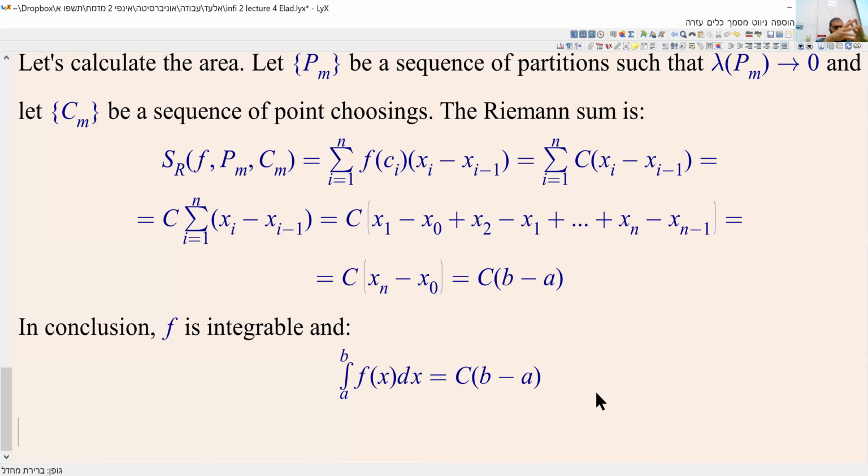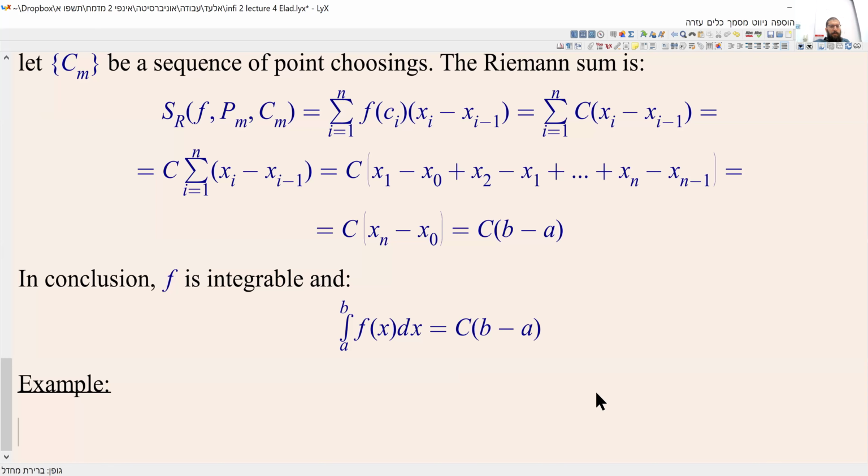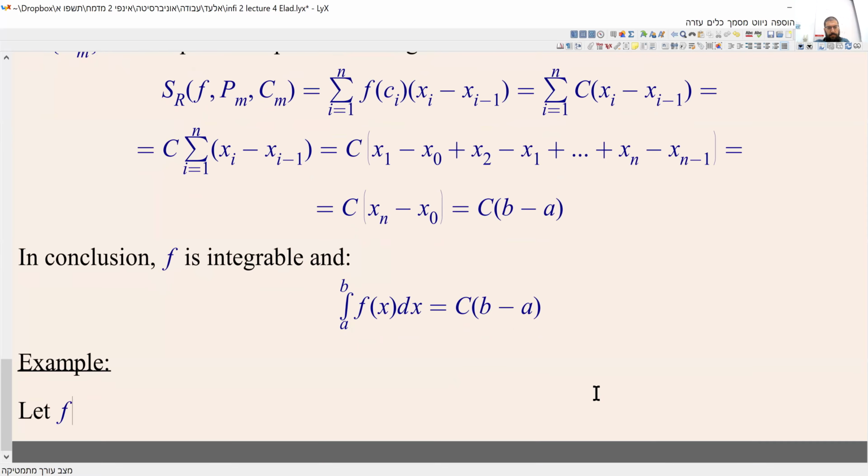Now, for a counterexample. Example, let f be the Dirichlet function.